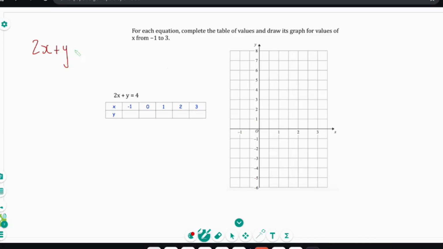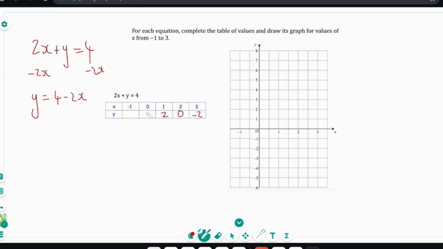So how do I make y the subject here? I need to take 2x off both sides. So y is equal to 4 subtract 2x. Let me fill in the table. I'm going to start from the end. 4 minus 2 times 3, negative 2. 4 minus 2 times 2, 0. 4 minus 2 times 1, 2.